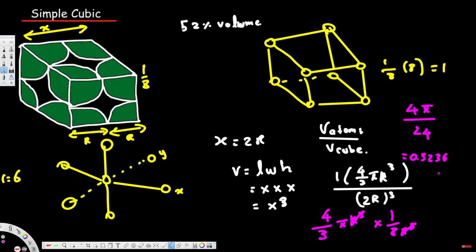0.5236. In other words, we can say 52.36% is occupied by the atoms. That's how we got, like we roughly say, 52% of the volume of the simple cubic structure is occupied by the atoms. And those are the basic things about simple cubic structure.